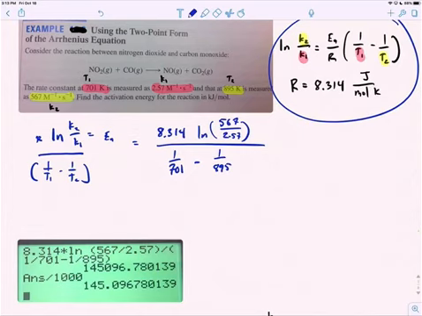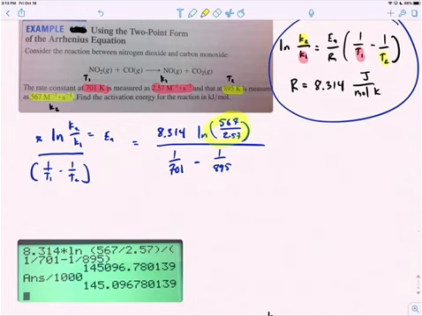And so now I'm going to look at this expression. What am I going to think about? Well, I think about these numbers here. So 1 over 701 minus 1 over 895, this is a positive number. So the denominator is a positive number. And the natural log here, we have 567 over 2.57.